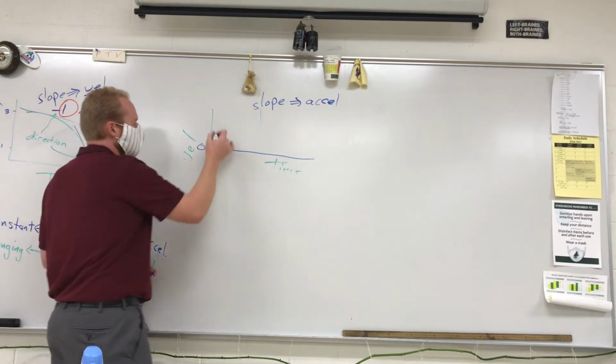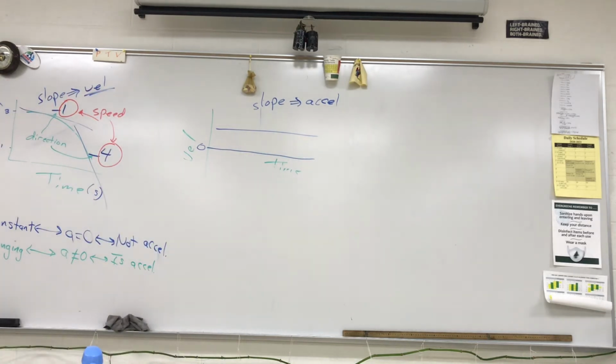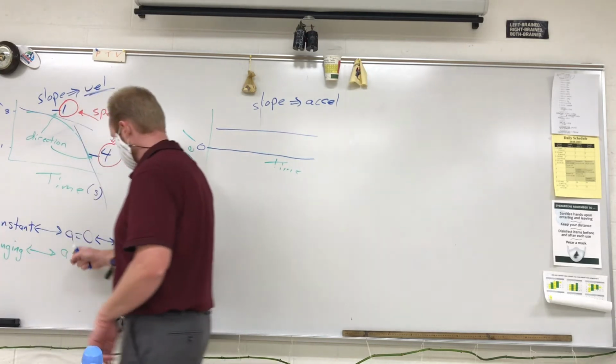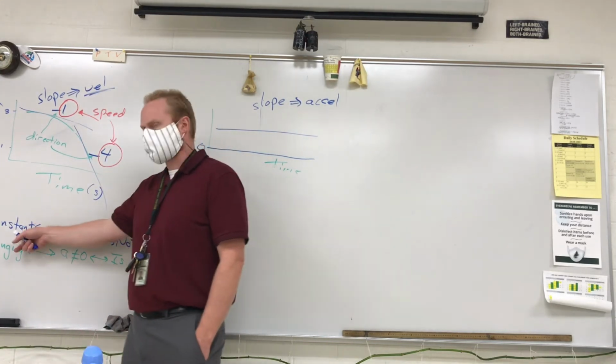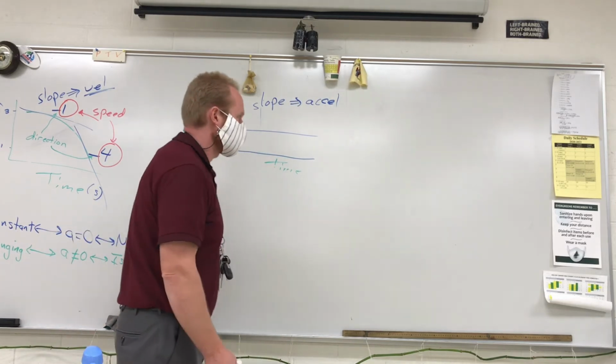So what if I had a line that looked like that? What's the slope of that line? 0. So what is the acceleration of that object? Is that object moving? Yes. And you could say, well, you said the acceleration is 0, right? But an acceleration of 0 just means it's constant velocity. It doesn't mean no motion, it just means constant motion.